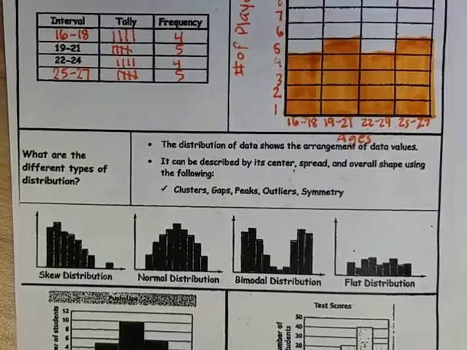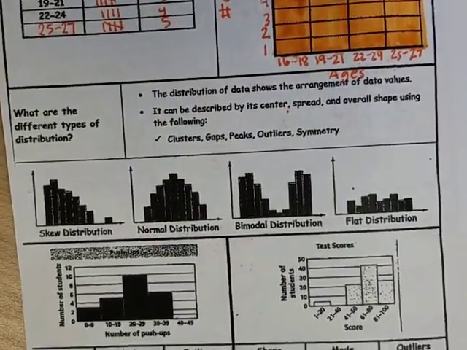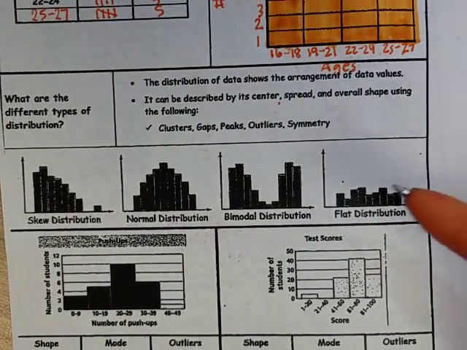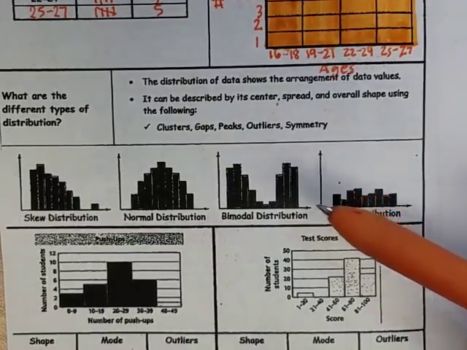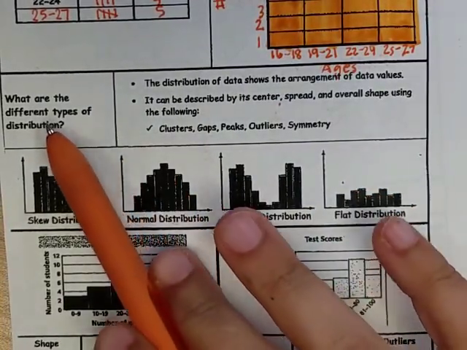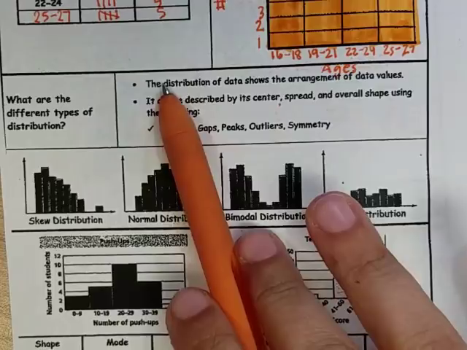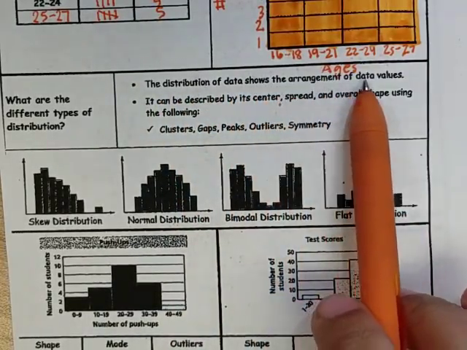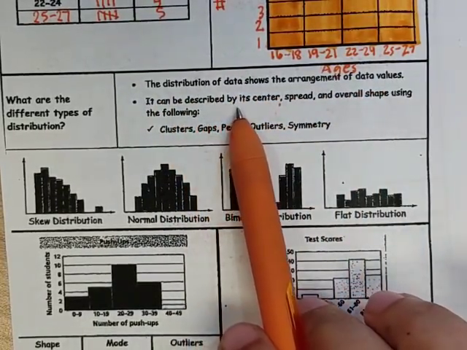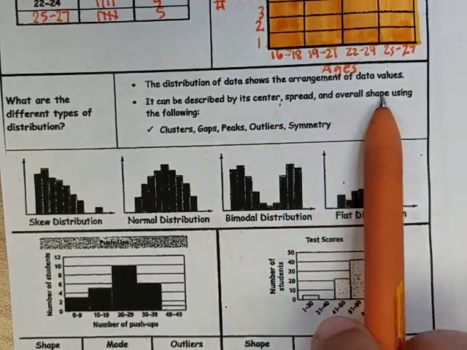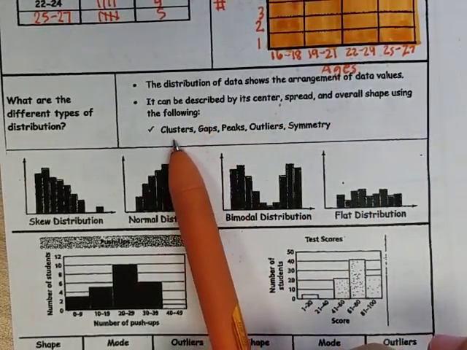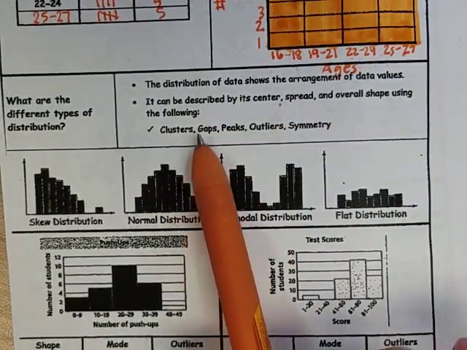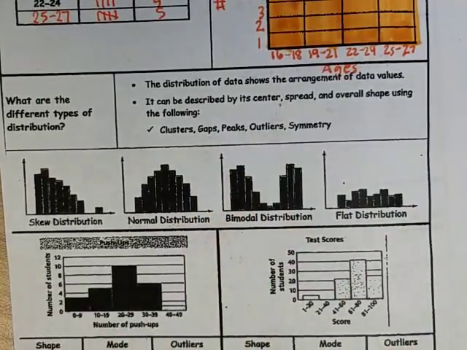So some things we also want to talk about with our data is the distribution name. So what are the different types of distribution? The distribution of the data shows the arrangement of the data values. It can be described by its center, its spread, or its overall shape. So some words we'll be talking about or using are clusters, gaps, peaks, outliers, and symmetry.